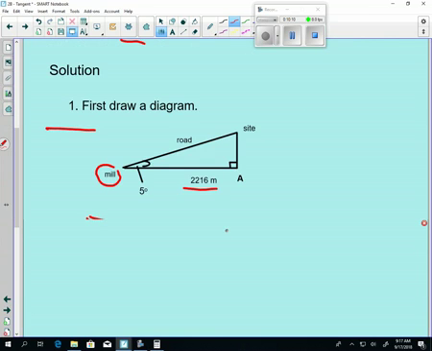The road goes up to the site. The angle of the road is 5 degrees. So now we know that there's an angle of 5 degrees here. There is a distance of 2,216 meters horizontally. They want to know how high vertically is that site. So, first thing we did was draw the diagram.